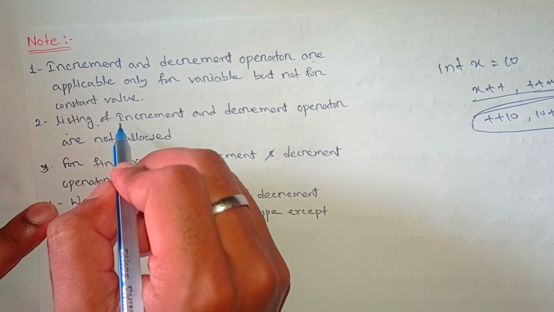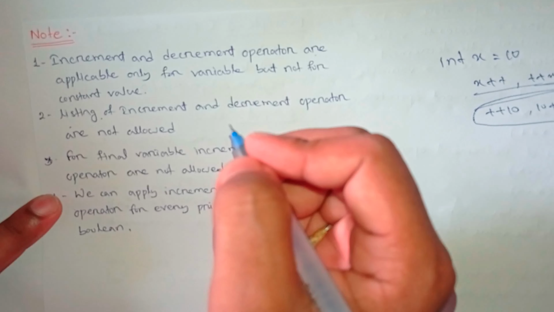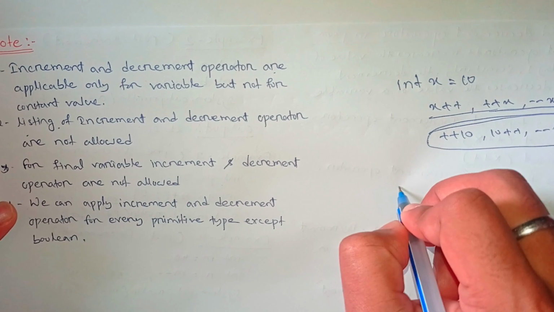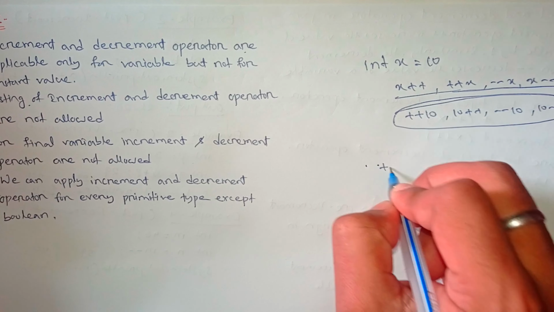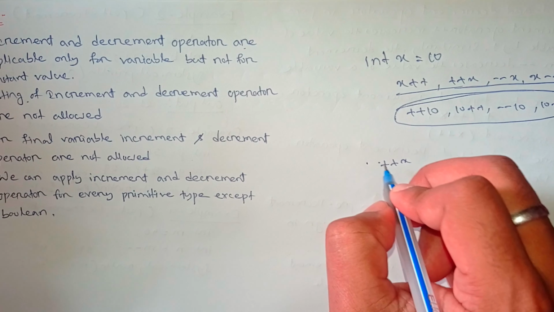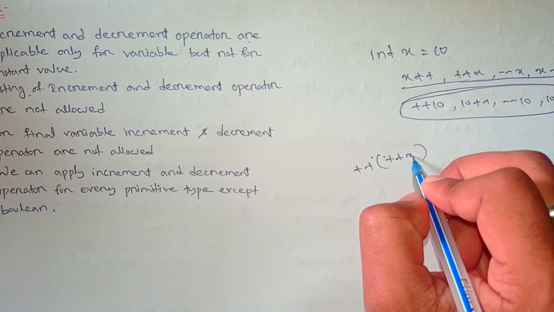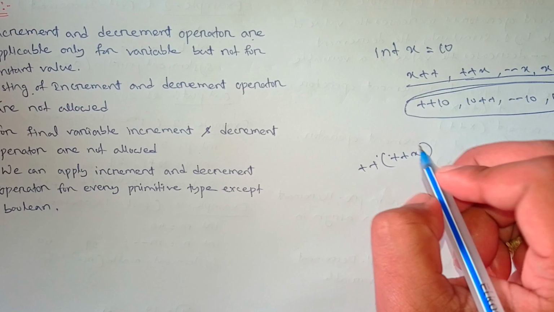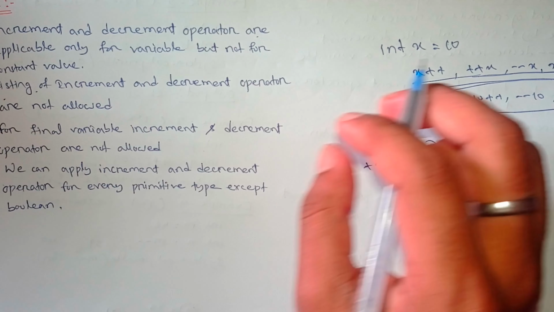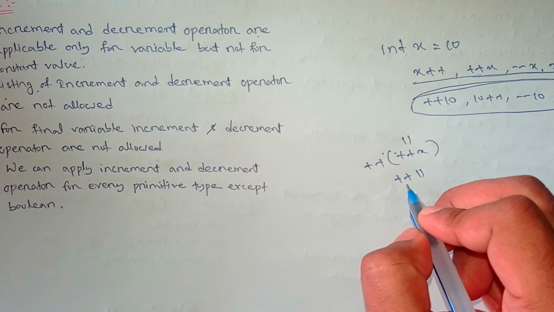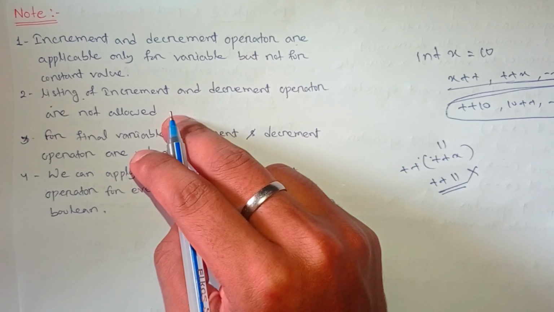Second point, nesting of increment and decrement operators is not allowed. Nesting means there is more than one increment or decrement operator. For example, x is 10, and we write ++x. First ++x makes the value 11, increased by 1. Then the structure becomes ++11. As the first point says, we cannot use increment and decrement operators for a constant value, so it is not possible. So nesting of increment and decrement operators is not allowed.